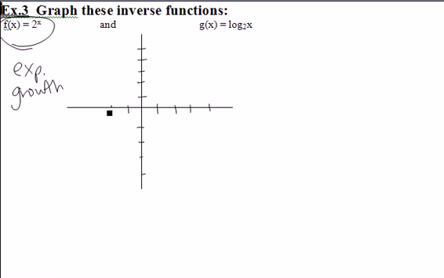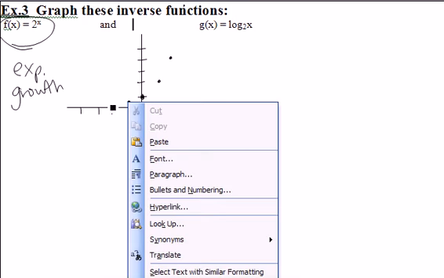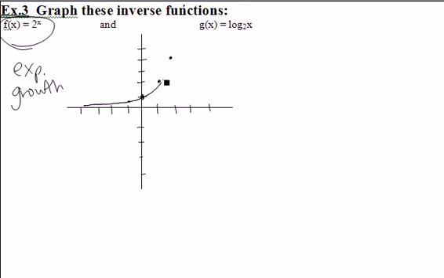Now, I'm going to just start a little table of values here. I'm going to plug in some numbers, see where this goes. You should know the initial value here is 1, but just to confirm that, well, 2 to the 0 is 1. How about 2 to the 1? 2. 2 to the 2? 4. Look at that exponential growth. 2 to the 3? 8. Way up there somewhere. Let's do a negative to stay balanced here. 2 to the negative 1 is 1 over 2, or 1/2. So, we've got exponential growth. Looks good. Now, what is this log function going to look like?